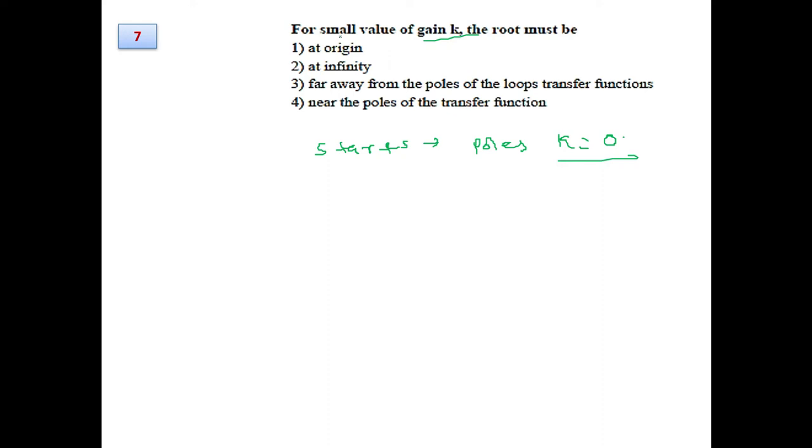So when it is saying the small value of gain k, we will say that the roots of the characteristic equation are always lying on or near the poles of the transfer function. So for this question number 7, option number 4 is the correct answer.